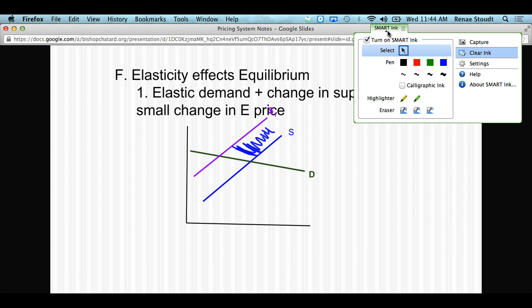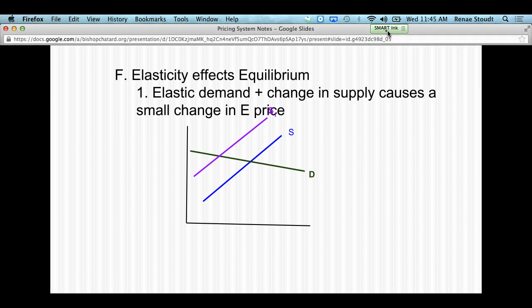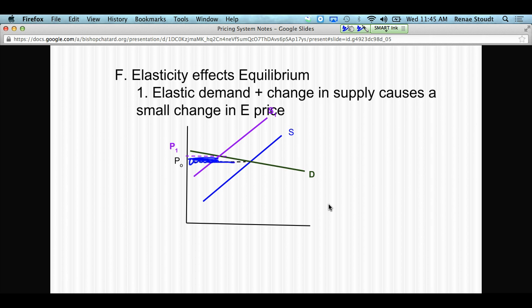All right, so here's what happens. Look at where my original equilibrium price is, and here's my new equilibrium price. Look how very little my price changed. Again, this makes sense if you think about it. My price changed this amount, this tiny little box in here. That tiny little amount is how much my price changed, because we know that we are very sensitive to a change in price, so the price is not going to change a whole lot.